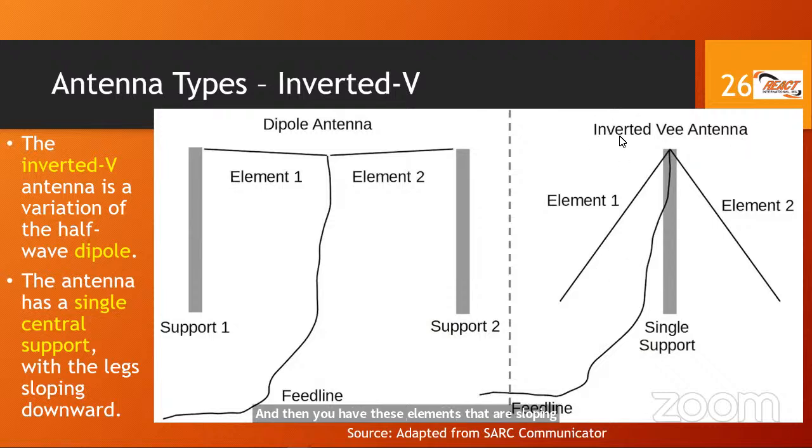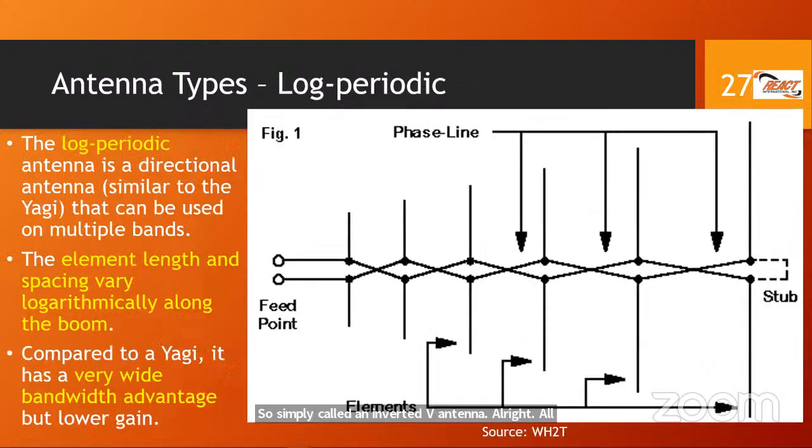That's why it's called the inverted V, because you can see this is really an inverted V, or an upside down V. So it's simply called an inverted V antenna, right? All right, we come to another antenna type.